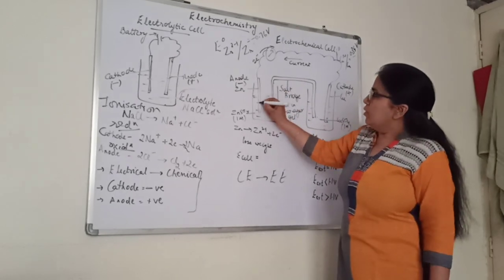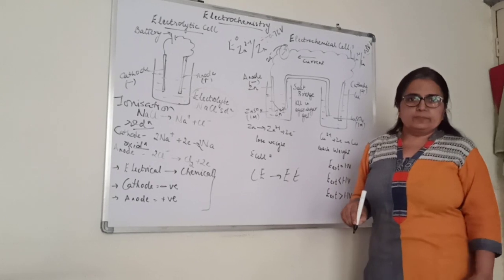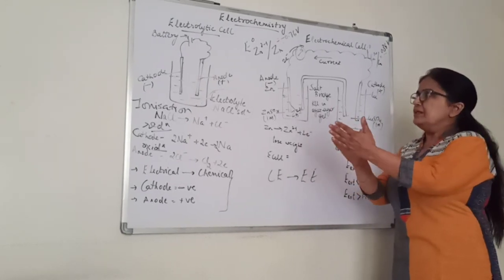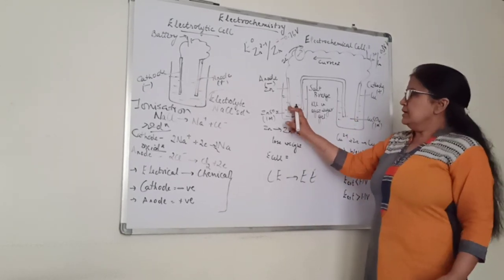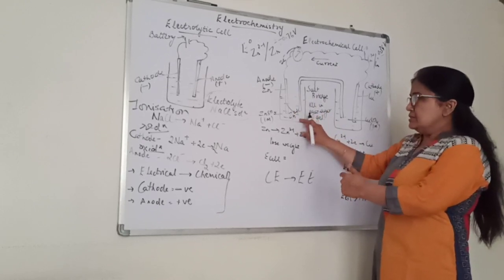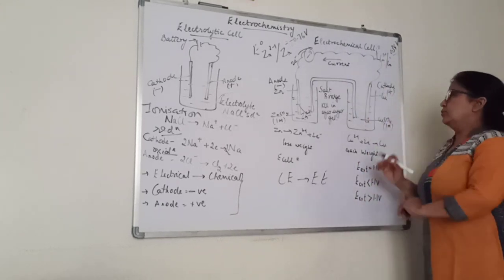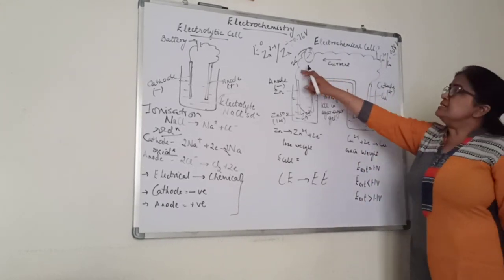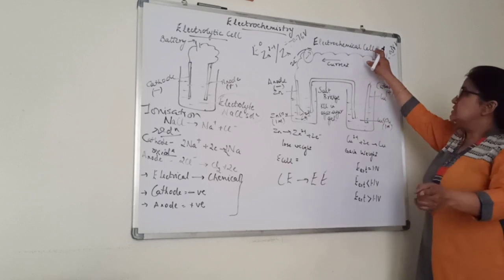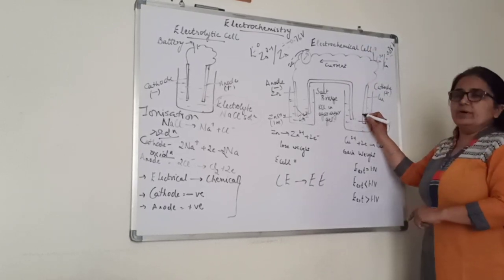And from the rod, the zinc ions go into the solution. So that is happening in the left hand side electrode. Zinc is losing ions. Ions are going into the solution. Electrons are going towards the other electrode. Now, these electrons which have come from zinc get deposited here on copper.